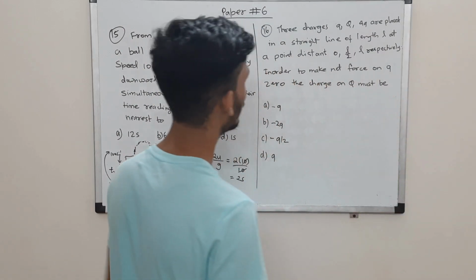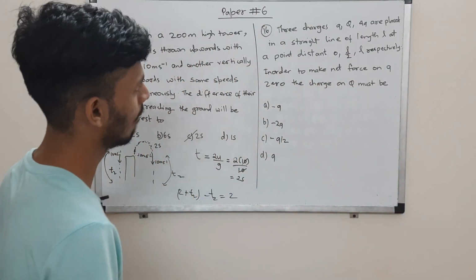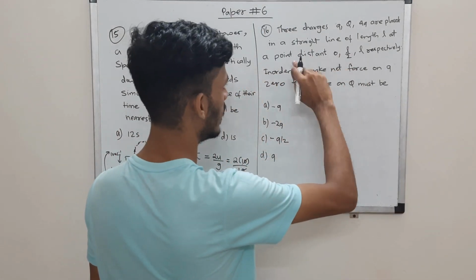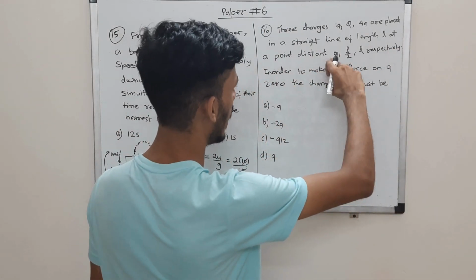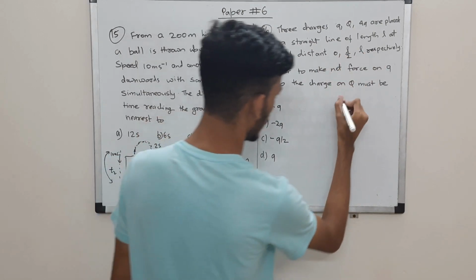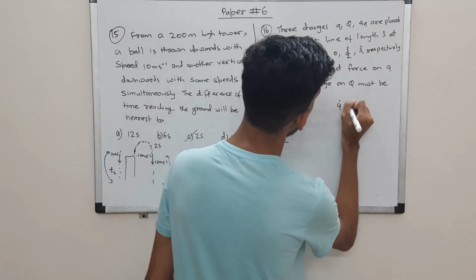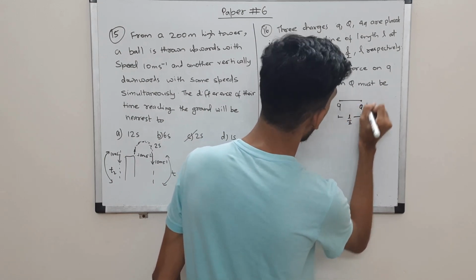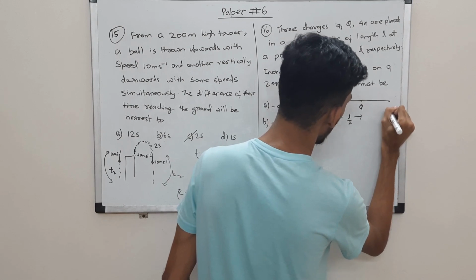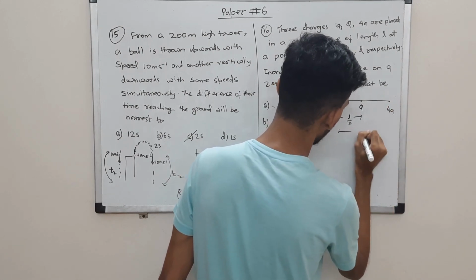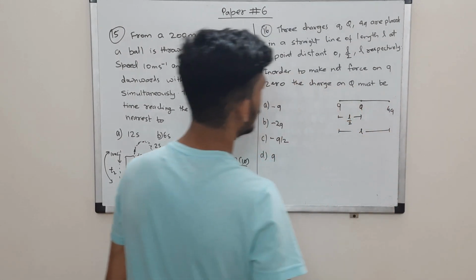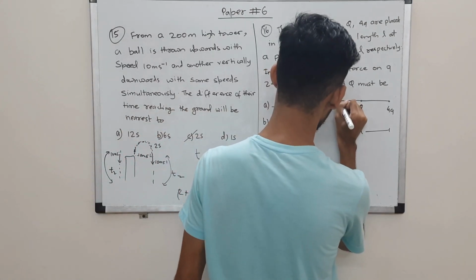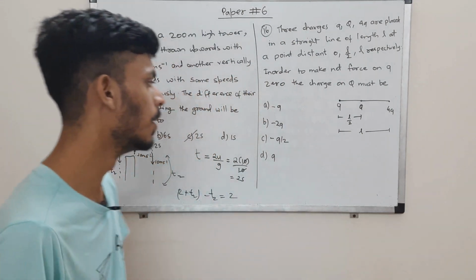Let's come over here. Here we have three charges, q, Q and 4q. They are aligned in a straight line, at distances 0, L by 2 and L respectively. So let's imagine that. q is at 0, capital Q is at L by 2, and 4q is at L. So in order to make the net force on q equal to 0, you are supposed to make the net force 0.